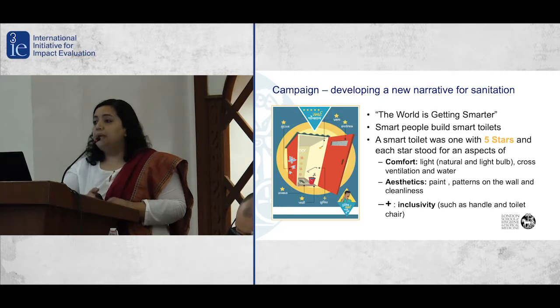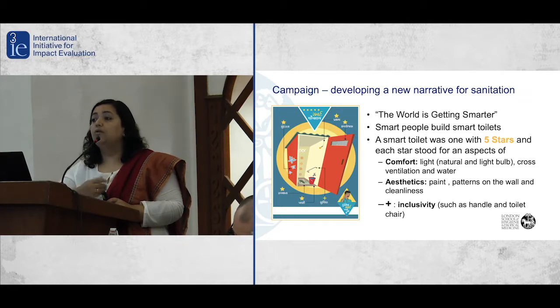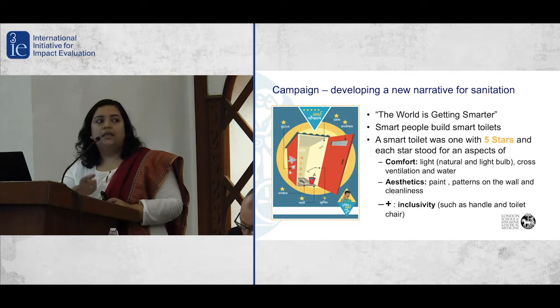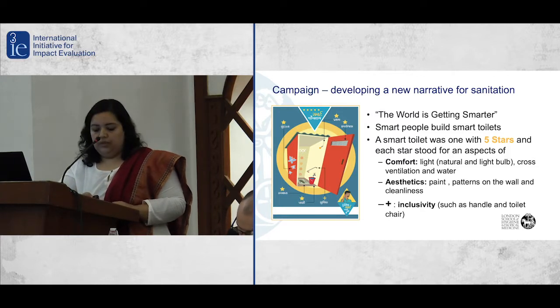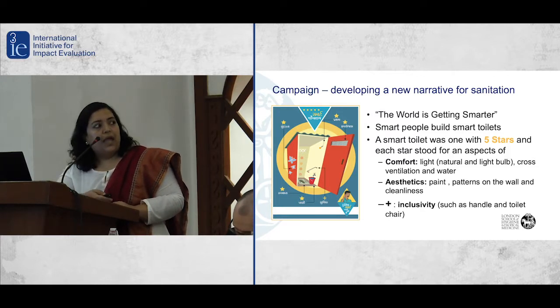So basically we had a checklist and an assessment sheet, and we gave people stars, and we said, okay, why don't you rank your toilet to see if it has cross ventilation. If it has cross ventilation, then you get a full star, but if it has only one vent, then you get half a star. So this was an exercise that was followed.